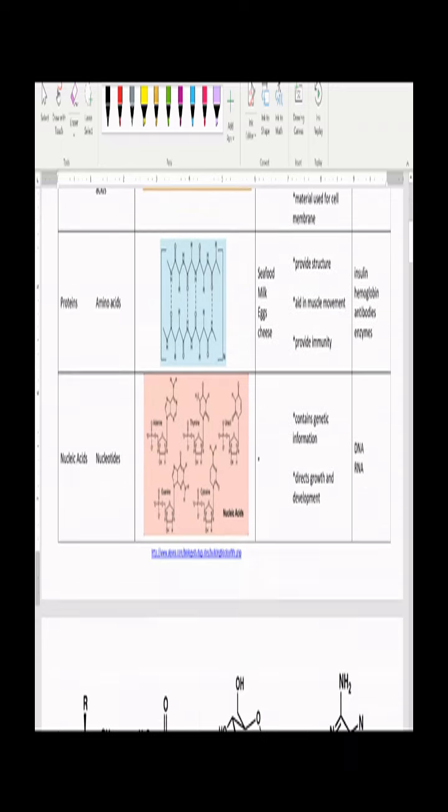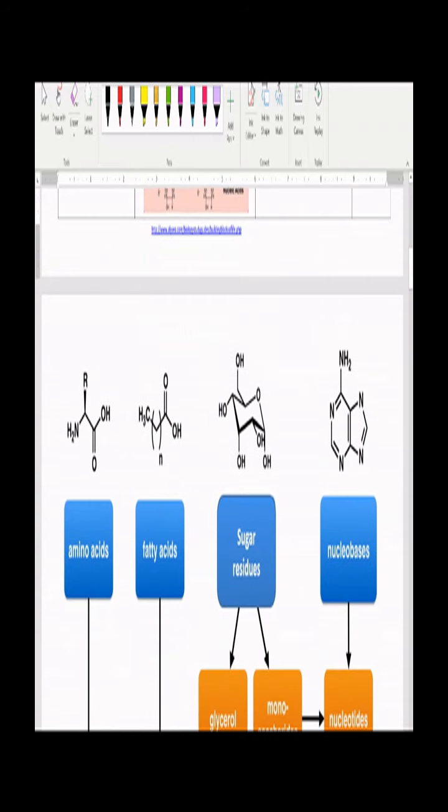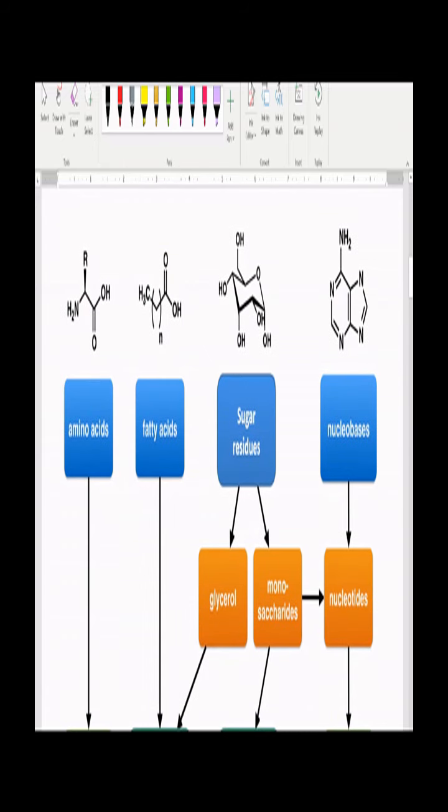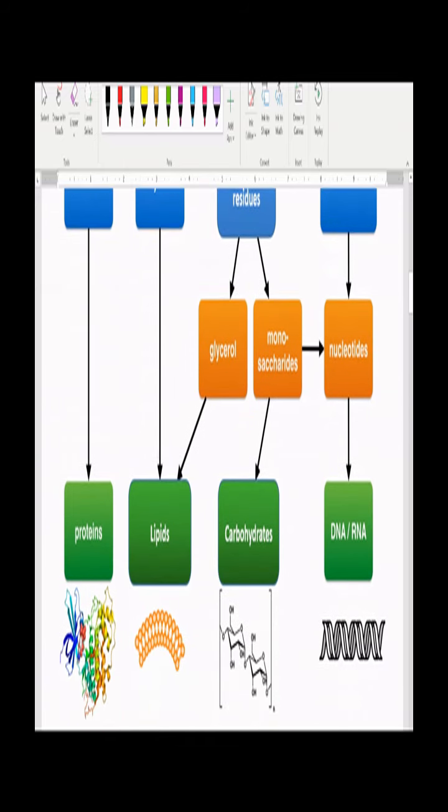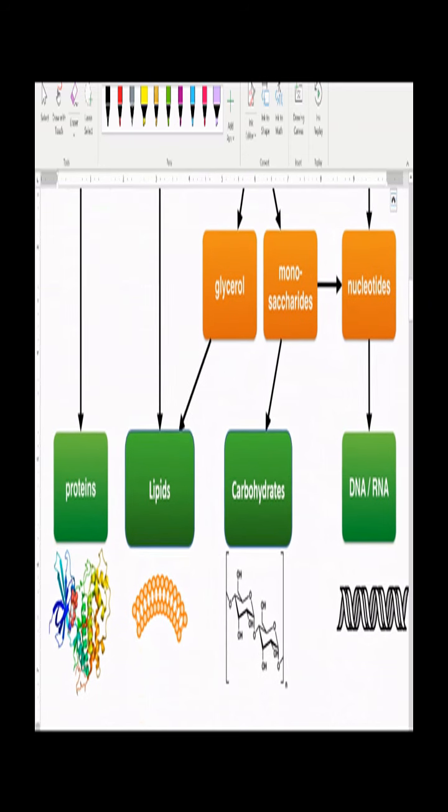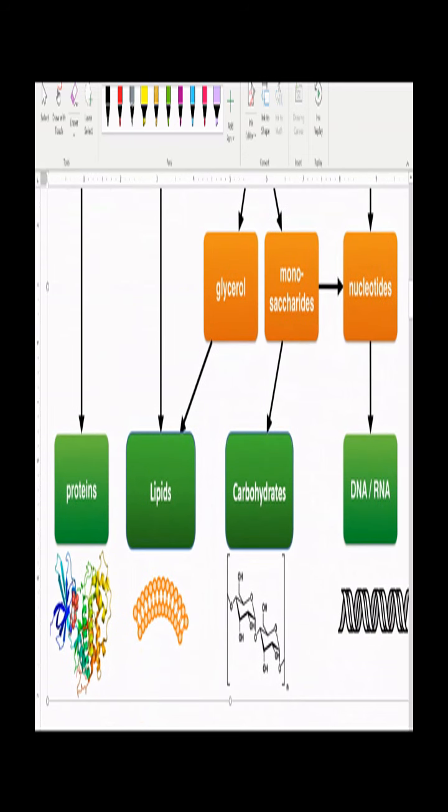And so what we're going to do today is do a brief overview of the four main macromolecules that play a big role within biochemical processes. The four main macromolecules are proteins, lipids, carbohydrates, and then DNA and RNA are in their own category.